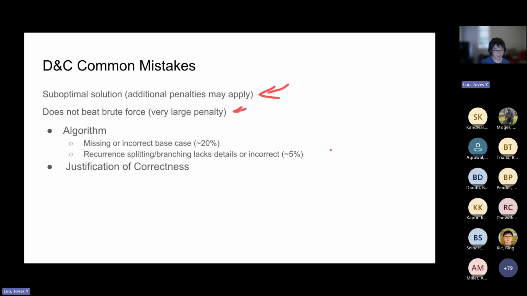Well, on the justification of correctness, you have to explain to us why your algorithm branches a certain way, if you change it.